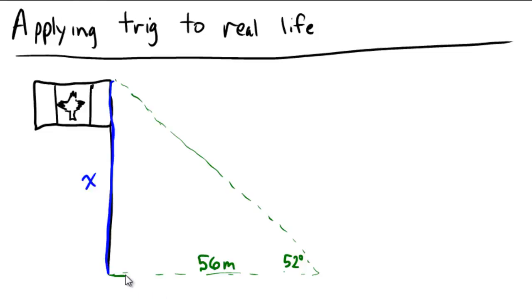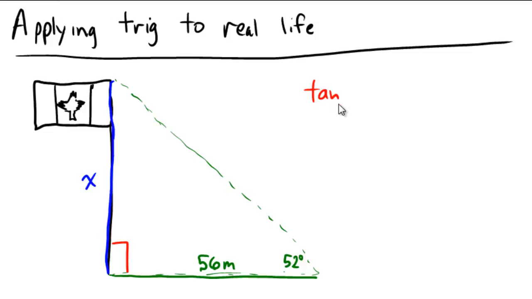Well, we do know what the length is along the base here. That would be the adjacent side to the 52-degree angle. And we also want to know the length of the blue, which is the height of the flagpole, which is the opposite leg to the 52-degree angle. So we know the adjacent leg, we want the opposite leg, and there is a trig ratio that relates opposite and adjacent sides in a right triangle. That is the tangent. So what we're going to apply here is the tangent function.